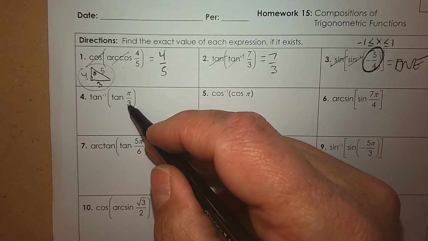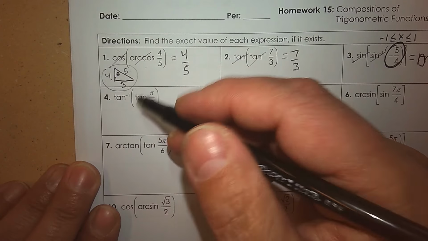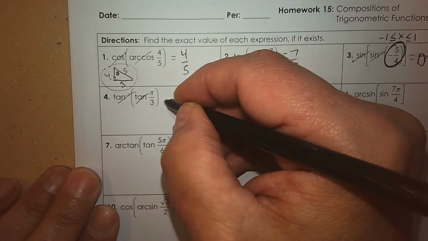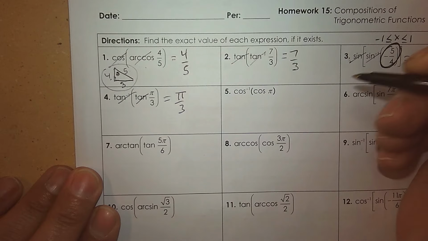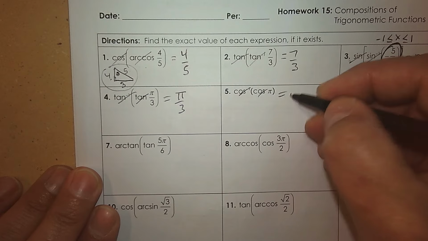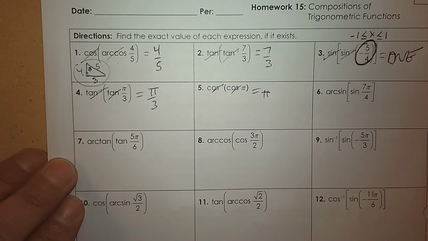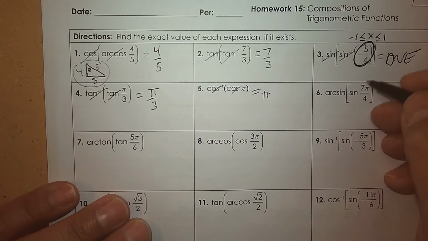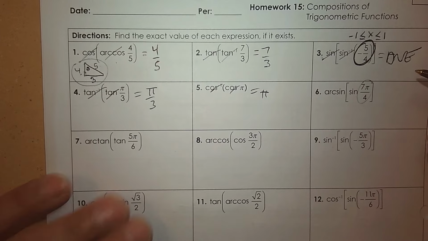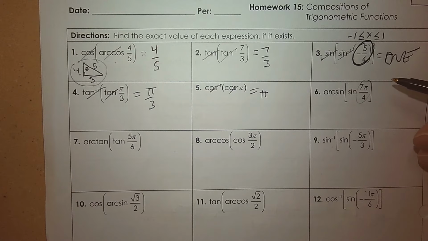Here, these undo each other, and the answer is pi over 3. These undo each other, and the answer is pi. I know this is too easy. There'll be a tricky one here. Here, this one, the problem is the angle is not in my domain restriction. So I have to find the angle.